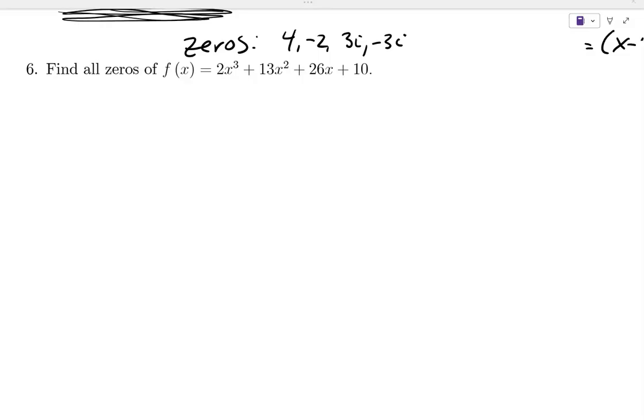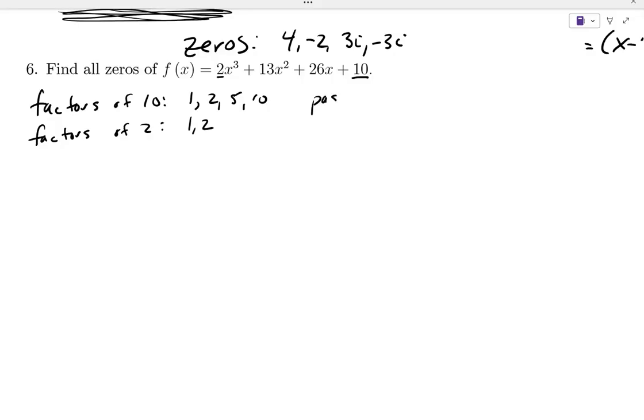All right, so we've got f of x is equal to 2x cubed plus 13x squared plus 26x plus 10. So the first thing we'll do here is get our possible rational roots. Remember, to get your possible rational roots, you look at the factors of the constant. So we'll do the factors of 10. Those are 1, 2, 5, and 10. And then we'll also look at the factors of the leading coefficient. So we want the factors of 2. That's 1 and 2.